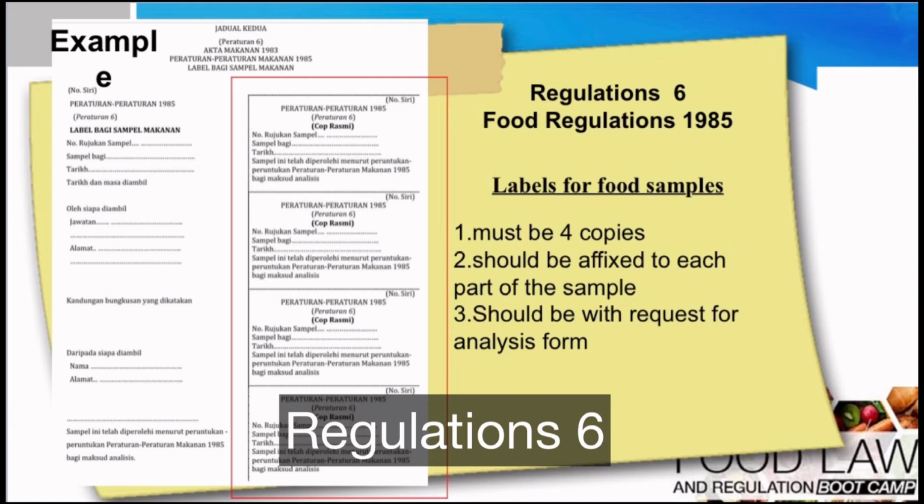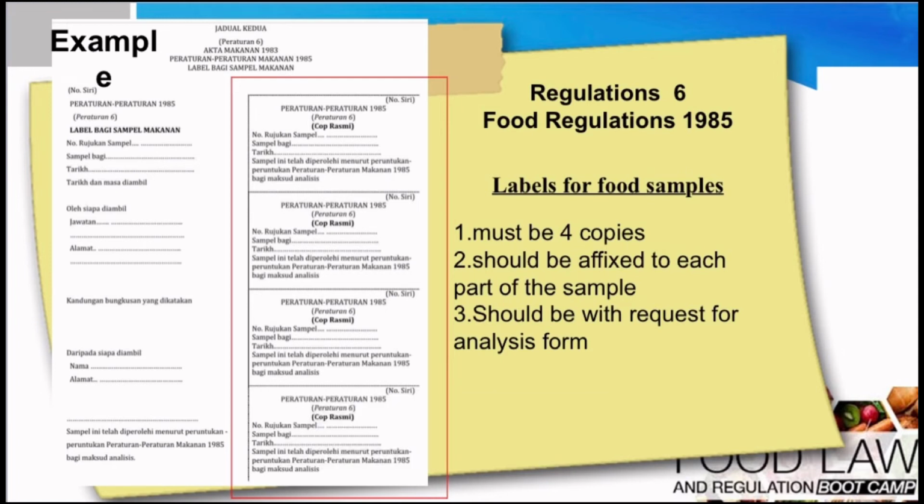This is an example label for a food sample. Number 1 must be 4 copies. Number 2 should be fitted to each part of the sample. Number 3 should be with the request for analysis.